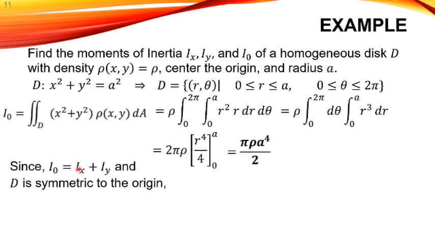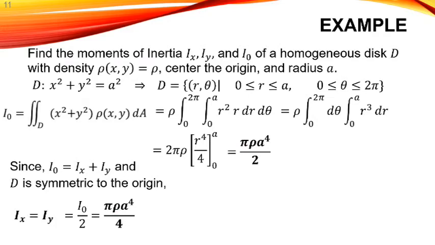Since I sub 0 is equal to I sub x plus I sub y, and the disk is symmetric to the origin, since it is a homogeneous disk, a circle, the moment of inertia about x and y are equal. Since they are equal, we have I sub 0 is equal to I sub x plus another I sub x, which is 2I sub x. Then I sub x is equal to I sub 0 over 2.